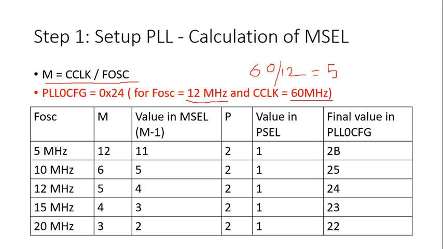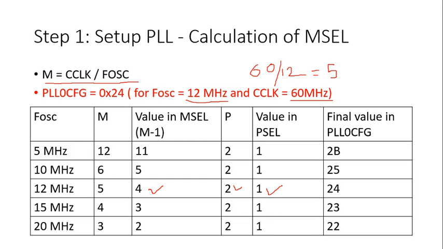So the M cell will be 5 minus 1. For 12 megahertz, M is coming as 5 because it is 60 divided by 12, and 5 minus 1 is 4. So I am getting the M cell value as 4. Then the P value I am getting is 2, and the value in the P cell is 1.